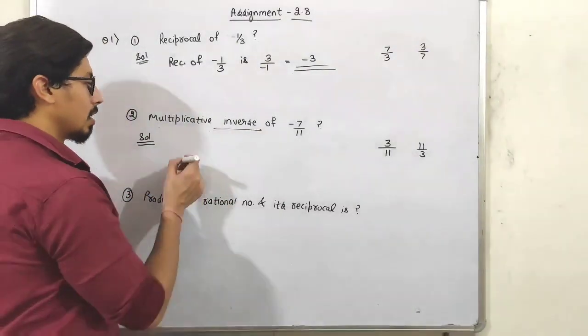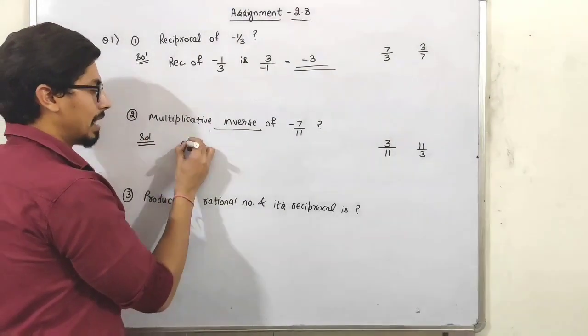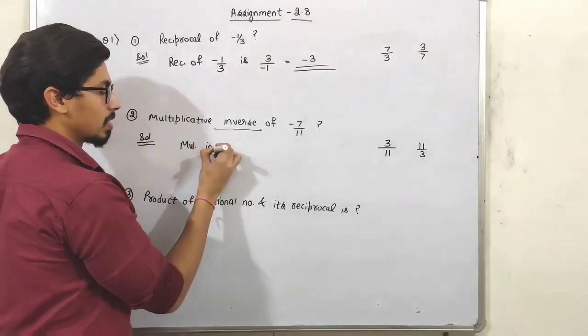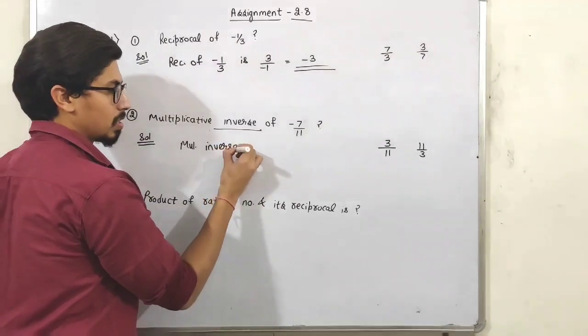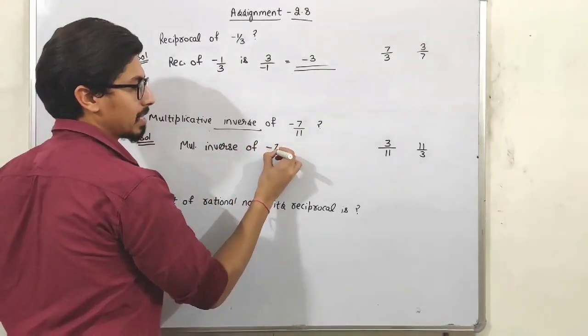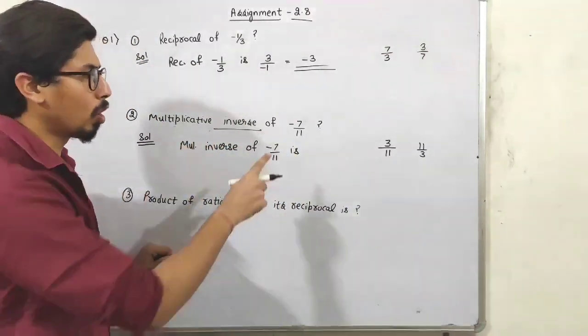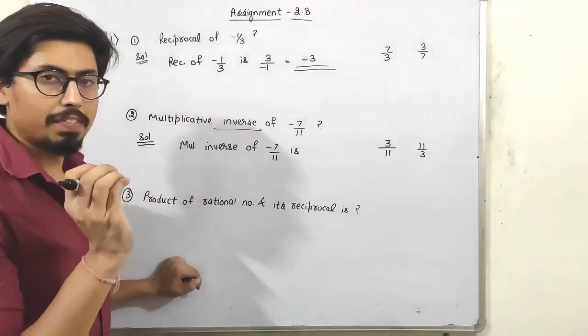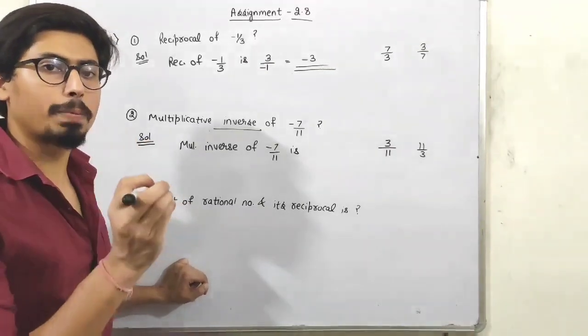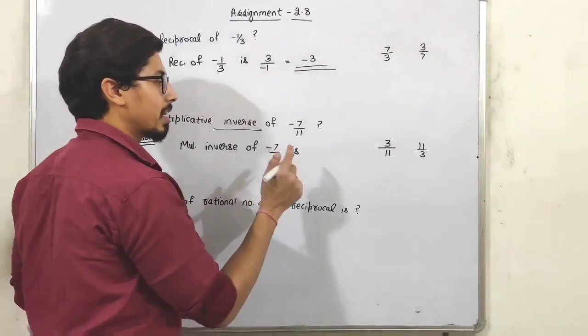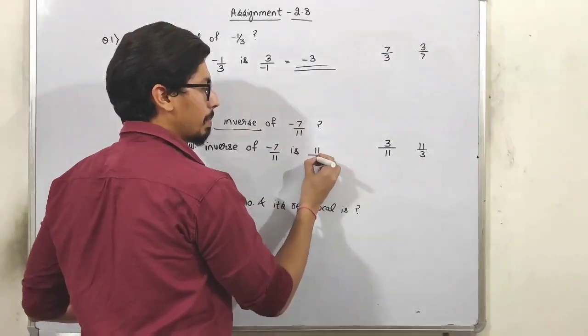Okay, students. So the multiplicative inverse of minus 7 by 11 is just the reciprocal of this number. Okay. The multiplicative inverse is none other than the reciprocal of any number. So its reciprocal is 11 by minus 7.